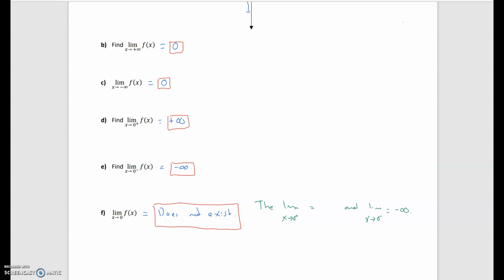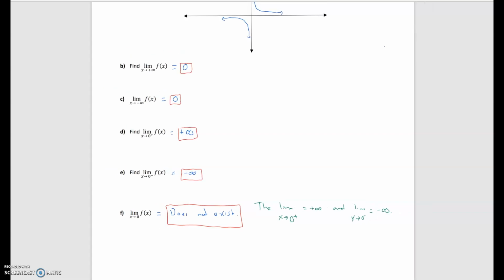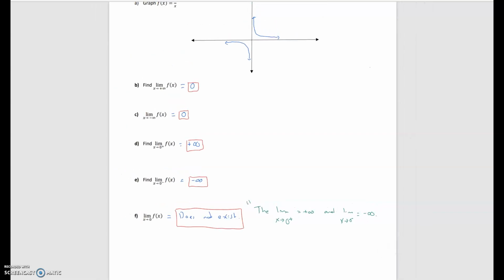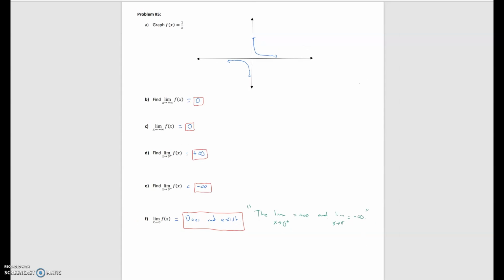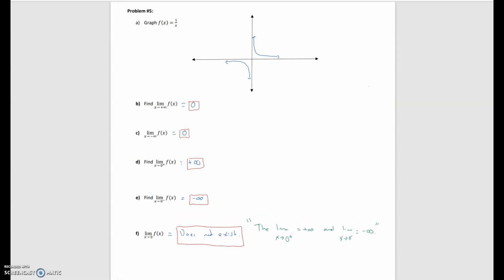Let me fix the symbols. So in this case, and let me just put this in quotation marks, your limits don't agree. So since these two limits don't agree, the limit as x approaches 0 is actually not defined, or we simply say it does not exist. That's actually it for this problem.